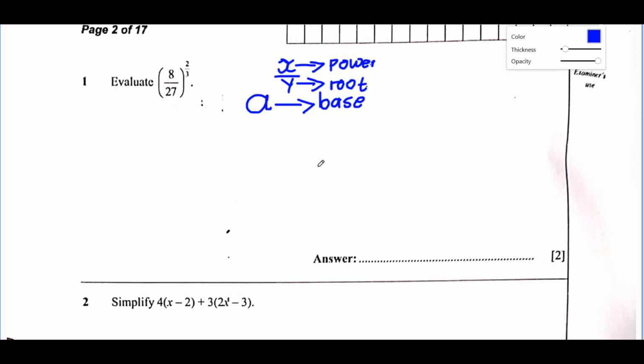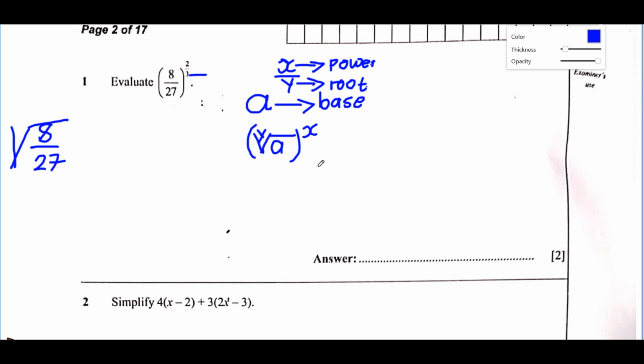So you need to write the root sign. Then inside the root is where you're supposed to put your base. Then here your root, then raised to the power x. Now let's make sense out of what we have written here. For a question like this one, 8 over 27 is our base, so this number will be written inside the root.